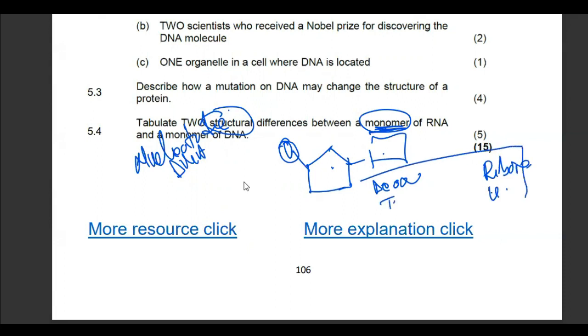So after that, you draw a table. It must be a complete table. And then you put DNA, and then you put RNA at least. Then you get a tick here, a tick here, a tick here, a tick here, and a tick for the table, which makes it 5 marks.